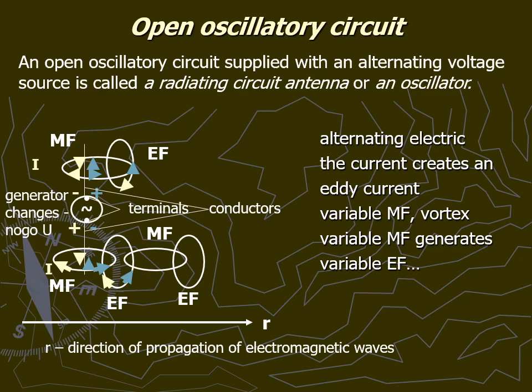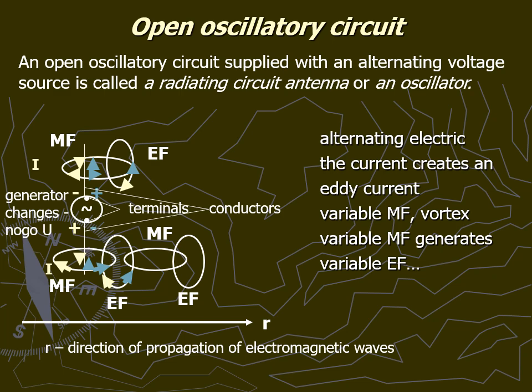Thus, an open oscillatory circuit equipped with an alternating voltage source we will call a radiating antenna, or an oscillator. In other words, this oscillatory circuit is the source of an electromagnetic wave that propagates in space.